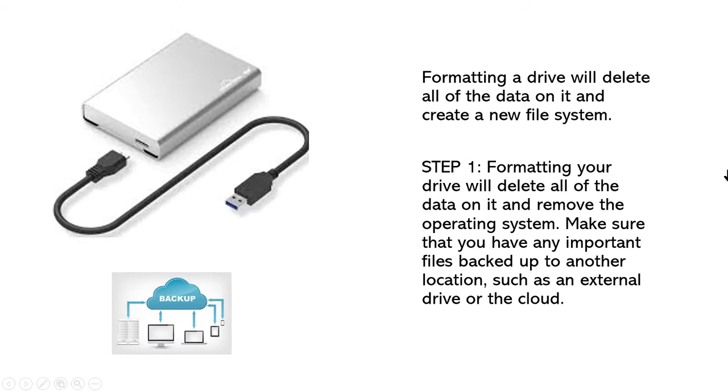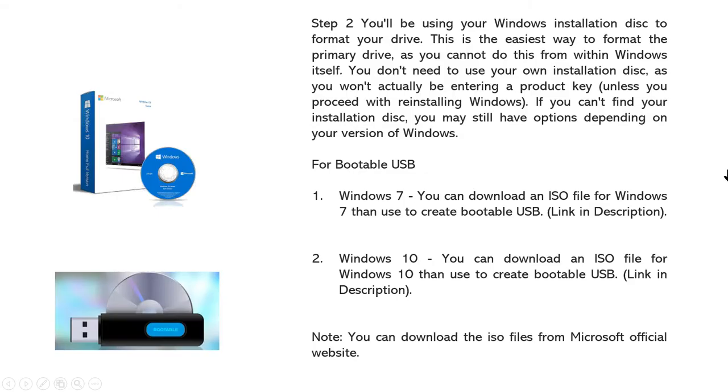Formatting a drive will delete all of the data on it and create a new file system. Step 1. Formatting your drive will delete all of the data on it and remove the operating system. Make sure that you have any important files backed up to another location, such as an external drive or the cloud. Step 2. You'll be using your Windows installation disk to format your drive.